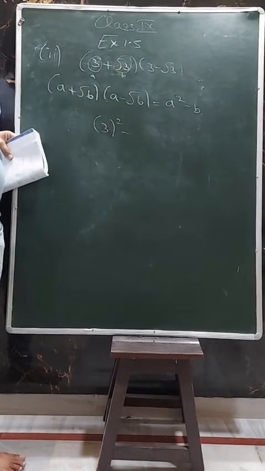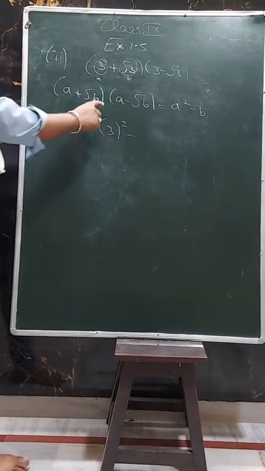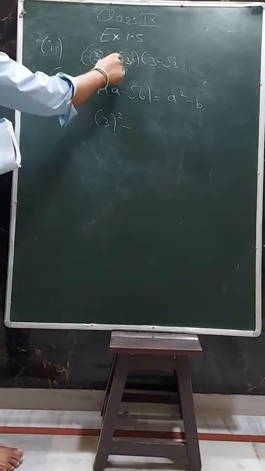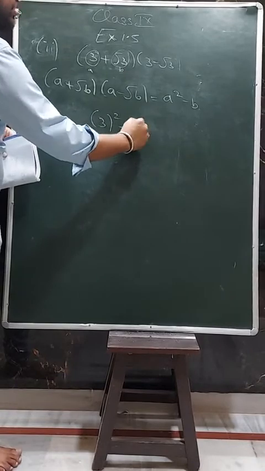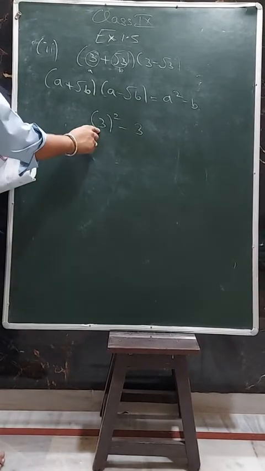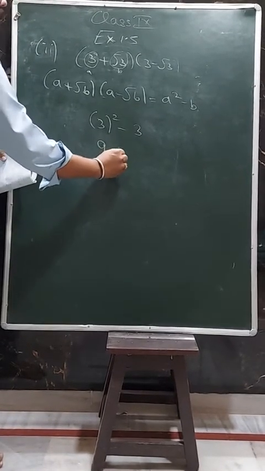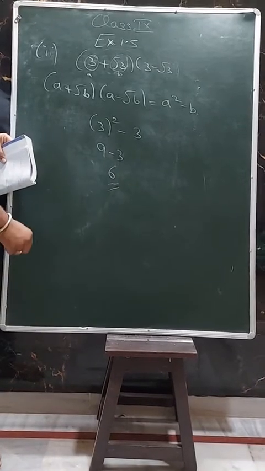The b is root 3, but we only write the value of b. The b value is 3 only, not root. So a square minus b. Now the square of 3 is 9. That 9 minus 3 is 6. This is the answer only.